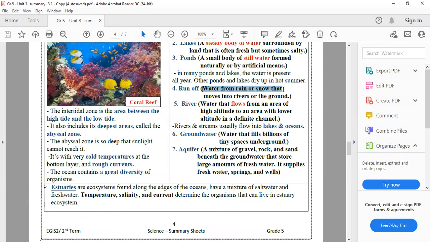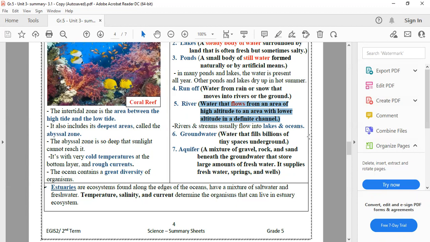Runoff is water from rain or snow that moves into rivers or into the ground. A river, like the Nile River, for example, is water that flows from an area of high altitude to an area with lower altitude in a definite channel. Okay, what is meant by high altitude and lower altitude? Imagine that we are on the surface of the earth and there is a mountain in front of you. The top of the mountain is the elevation, the high altitude, high above sea level or the earth's surface, and the place where we are standing is the lower altitude.